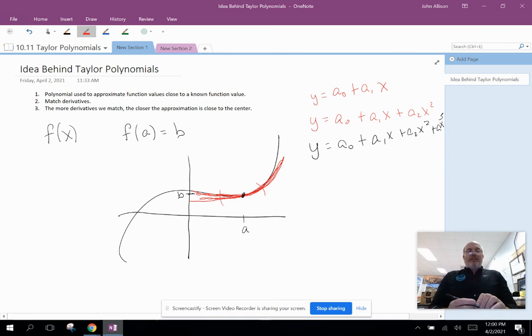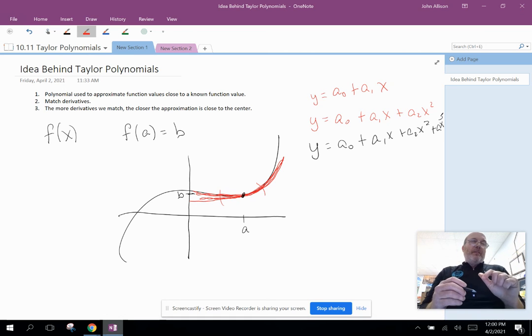So that's the idea behind Taylor polynomial. We're going to match a certain number of derivatives of the function that we start with, that we're trying to approximate, to our polynomial approximation.